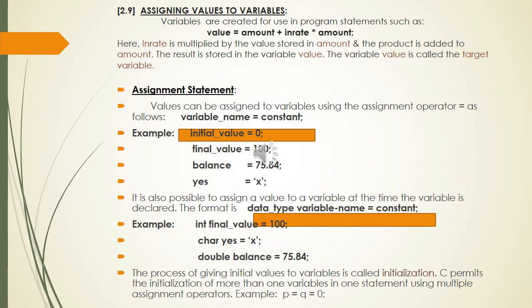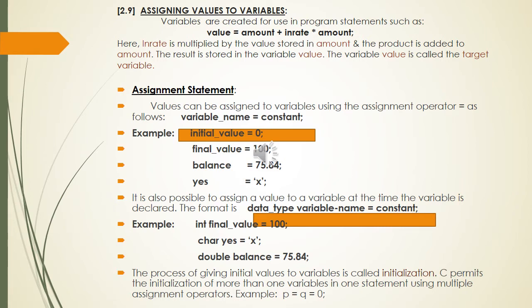It is also possible to assign a value to a variable at the time the variable is declared. For example, int final_value = 100. Similarly, if you want to write int initial_value = 0, it is possible. char s = 'x', double balance = 75.84. It means it will be considered a floating point value.